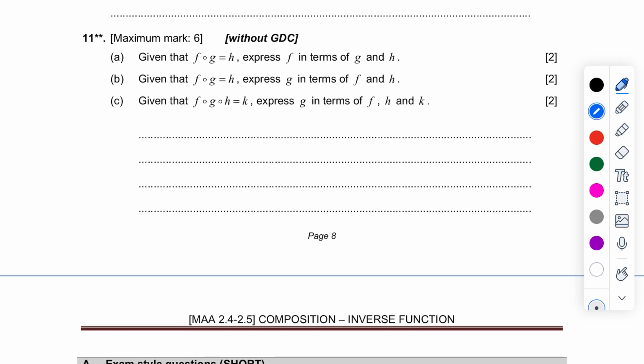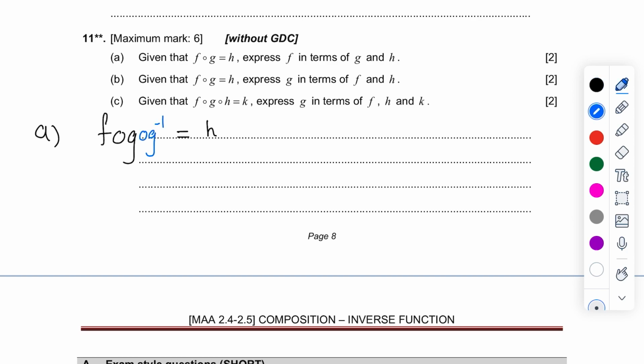Question number 11. f circle g equals h. Express f in terms of h. So f circle g equals h. What am I going to do? I am applying g inverse on both sides, circle g inverse, circle g inverse. Then g and g inverse get cancelled. So f equals h circle g inverse.